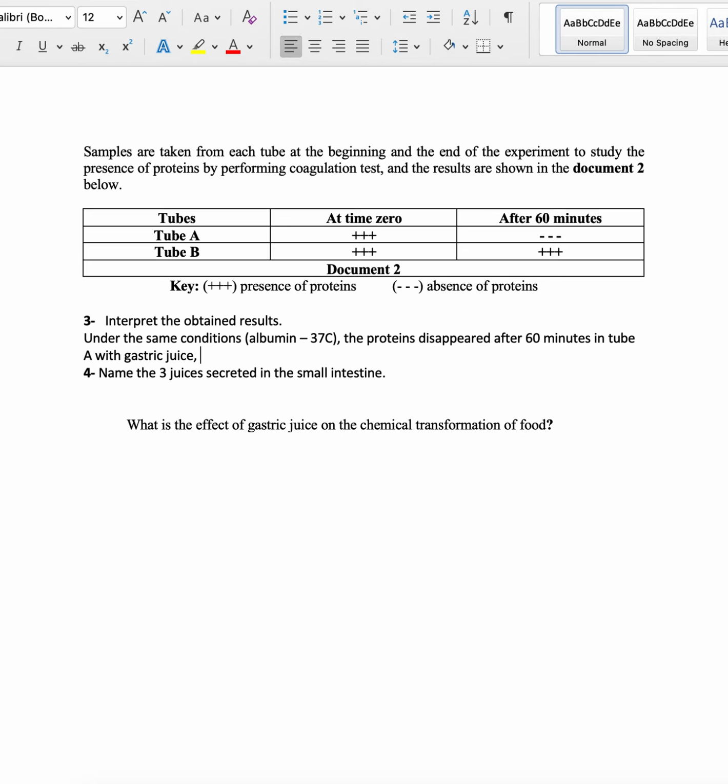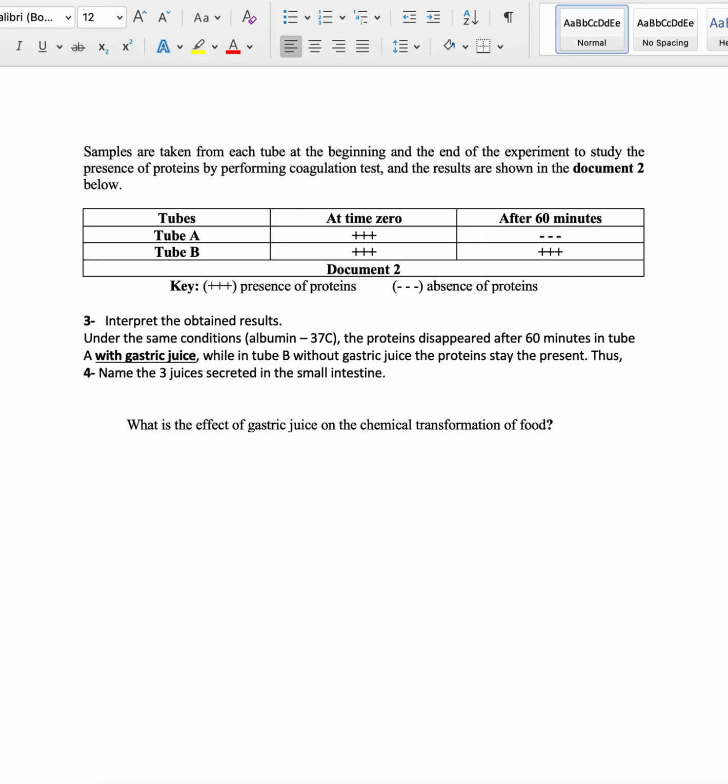juice. And be careful not to forget gastric juice, because we are studying the effect of it, so don't forget it. While in tube B without gastric juice the proteins stay the same, or stay present if you like.